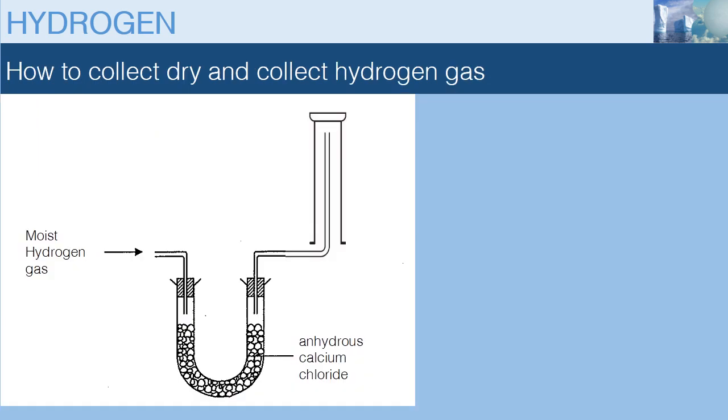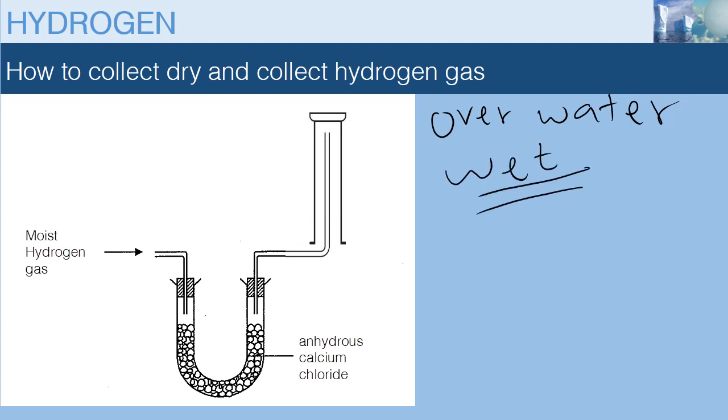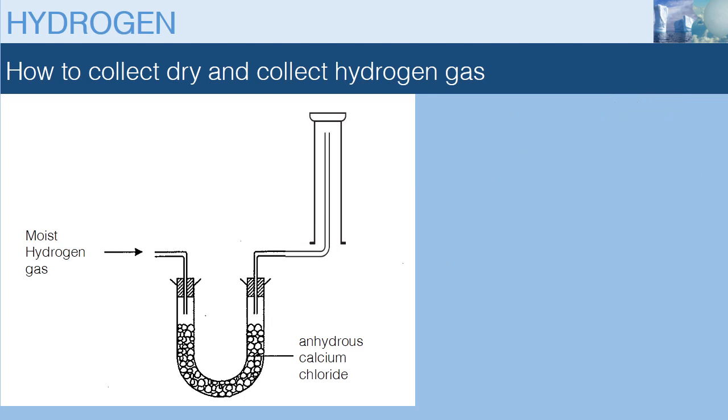We have already discussed how to manufacture or produce hydrogen in the laboratory, and we collected it by over water method. But now that gas is wet. That means it may not be able to carry out experiments such as combustion because of the wetness or the water. And therefore sometimes we require our hydrogen to be dry.